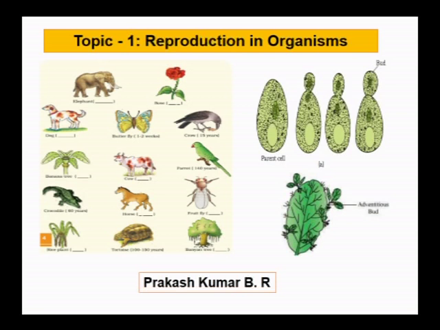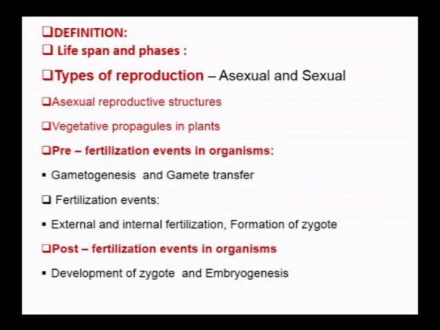Anyway, in this first chapter, we discuss the definition of lifespan and the three phases of life cycle, that is juvenile phase, reproductive phase and senescent phase. Then we also discuss types of reproduction, asexual and sexual reproduction. We talk about different asexual reproductive structures found in organisms. Then we talk about vegetative propagules in plants.